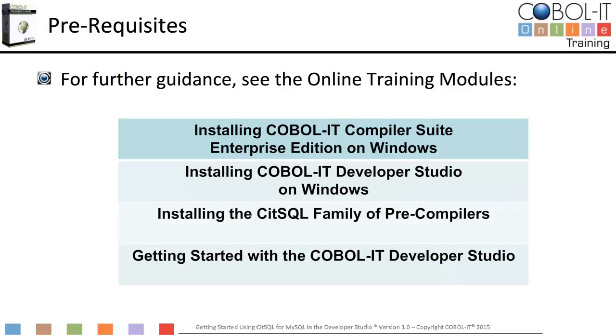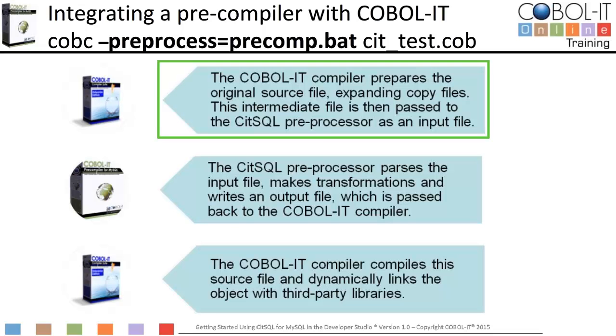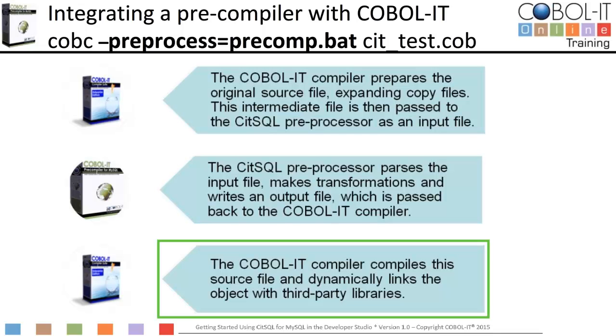Now, let's review some key concepts. Integrating a pre-compiler with COBOL-IT using the -preprocess compiler flag. First, the COBOL-IT compiler, COBOL-C, prepares the COBOL source file, expanding copy files. This intermediate file is then passed to the preprocessor as an input file. The CitSQL preprocessor is run from the preprocessor command file. In our example, the preprocessor command file is called precomp.bat. The preprocessor parses the input file, makes transformations, and writes an output file, which is passed back to the COBOL-IT compiler. Finally, the COBOL-IT compiler compiles this source file.